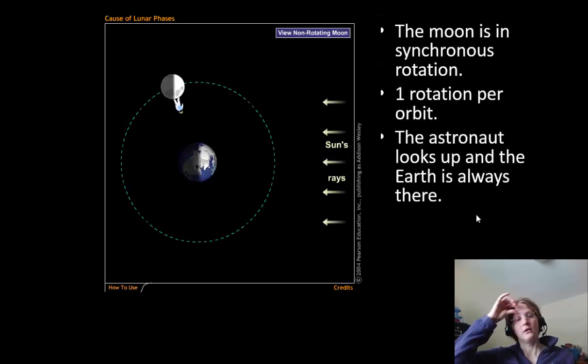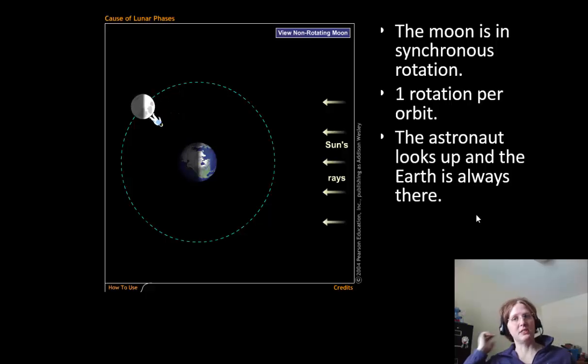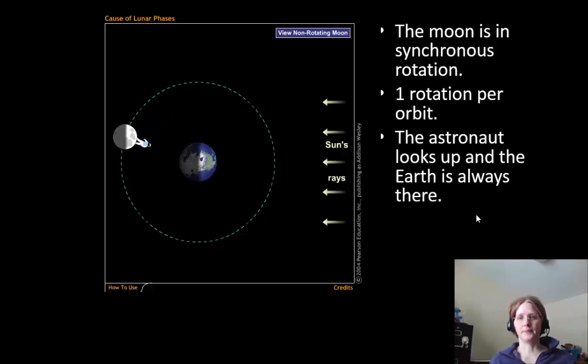And that's because the moon is in synchronous rotation. Synchronous rotation basically means that it keeps the same side always facing the Earth. That's it. It keeps the same side facing the Earth. That happens because the moon is lopsided. It has a heavy side.